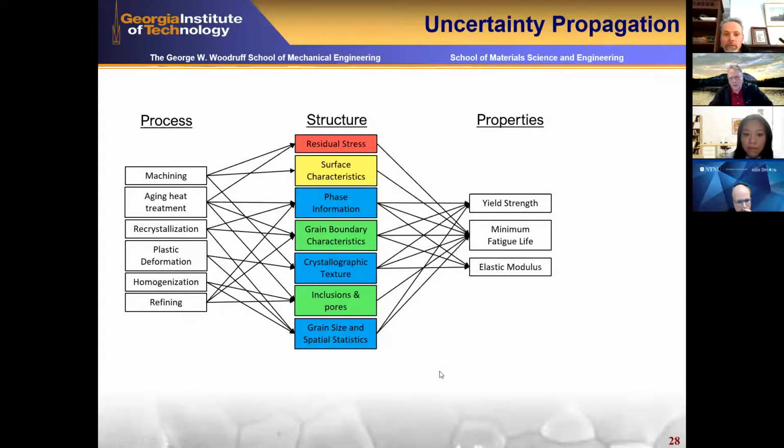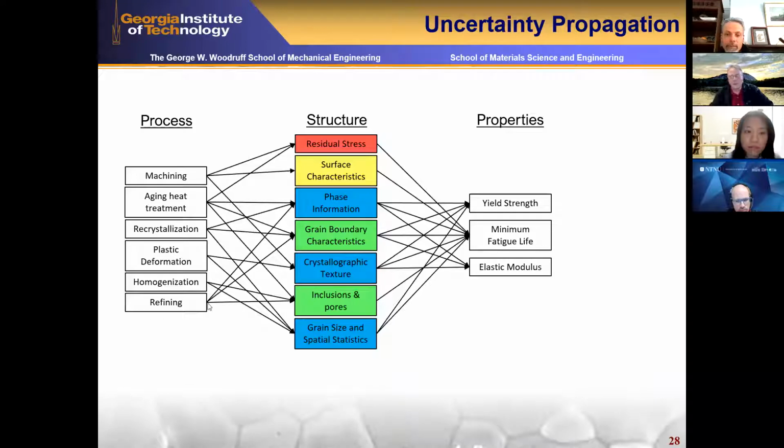I had alluded to uncertainty. So uncertainty plays a key role, as you've probably gathered in the presentation. The microstructure itself has randomness. Our models have uncertainty, both in the form of the model and the parameters of the model. The experiments have uncertainty that has to be quantified.